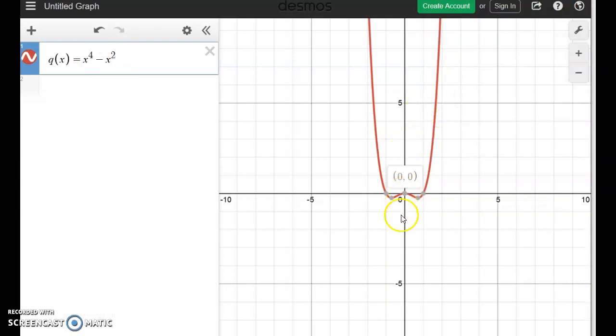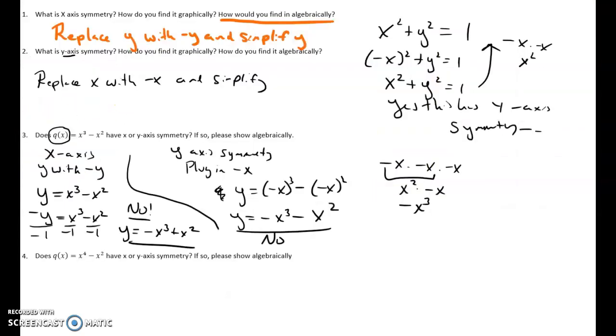So when I take a look at this, let's see if it has x-axis symmetry. If I look at a point up here, does it match up down here? No, I can't fold this up along the x-axis and have it match up. But when I look along this y-axis, I can see it does match up along the y-axis, doesn't it? If I have a point over here, it matches a point over there. So I'm very confident that it doesn't have x-axis symmetry, but it does have y-axis symmetry. So let's show that it has y-axis symmetry.